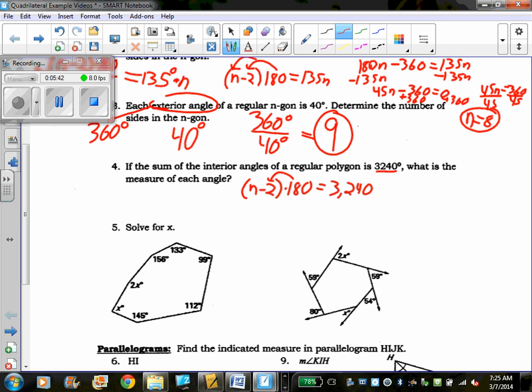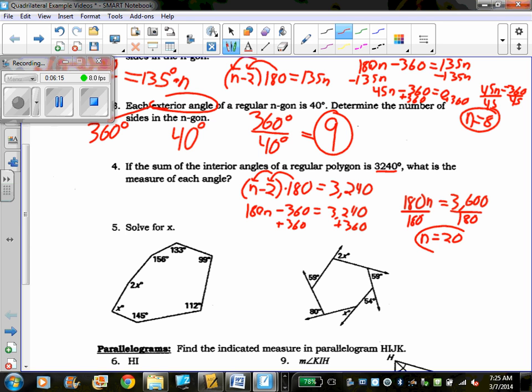We'll distribute the 180. So we get 180n minus 360 equals 3,240. I'll add 360 to both sides. And that will give us 180n equals 3,600. And we're going to divide both sides by 180. And when we do that, we're going to get n equals 20. So that is a 20-sided shape.